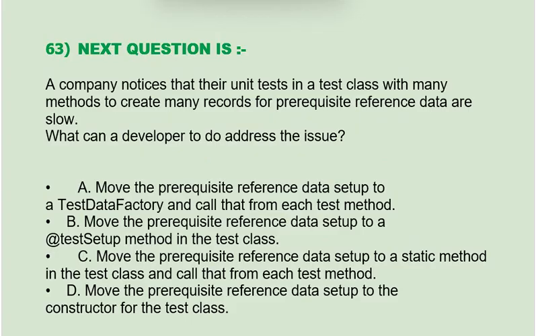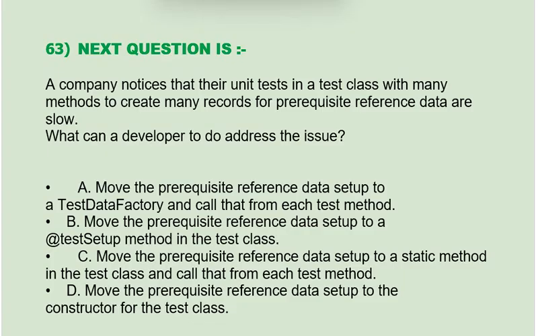Question: A company notices that their unit test in a test class with many methods to create many records for prerequisite reference data are slow. What can a developer do to address the issue? Option A, move the prerequisite reference data setup to a test data factory and call that from each test method.